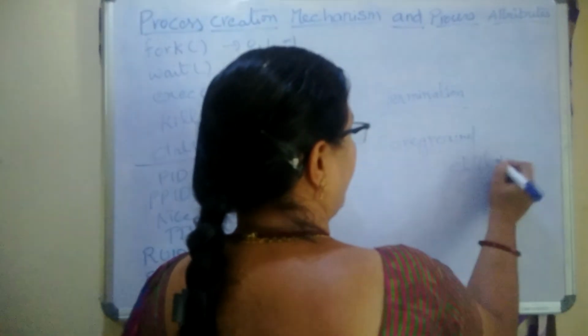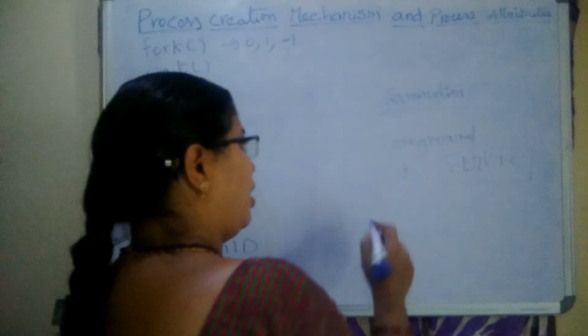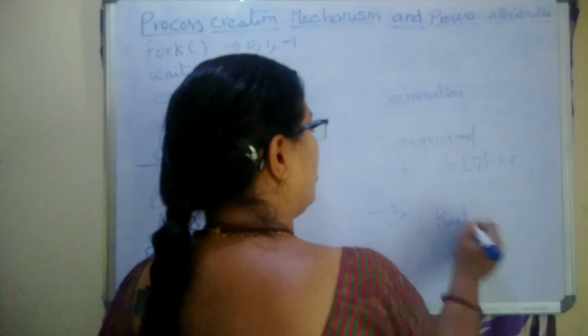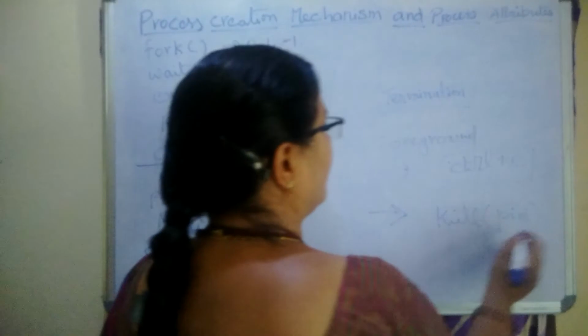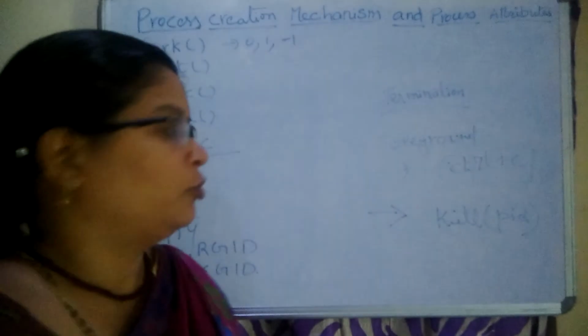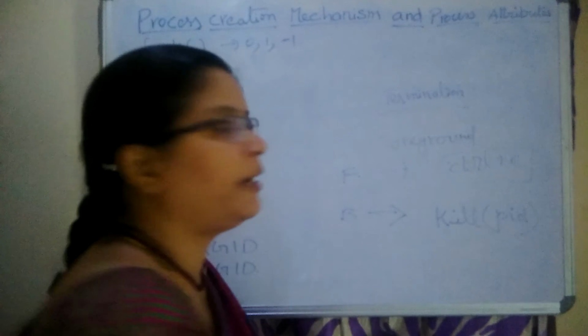Control C is there, a command. After application of this, it will be terminated. How can a background process be terminated? With the help of a system call called kill. If you put the PID in the parenthesis, that particular process will be terminated. So a background process can be terminated like this, and a foreground process can be terminated like this.